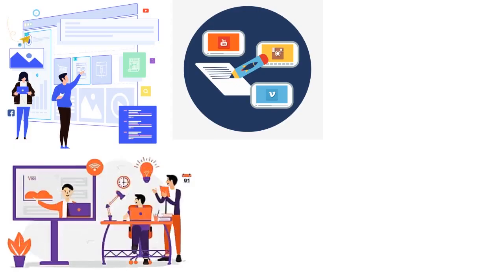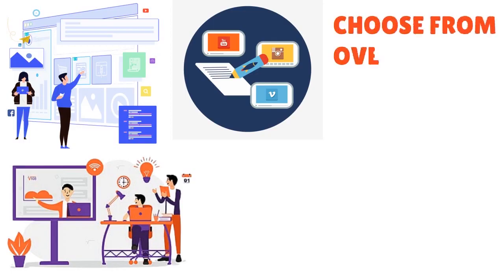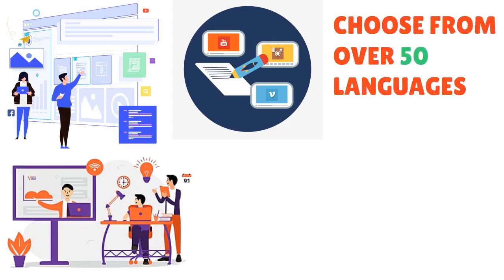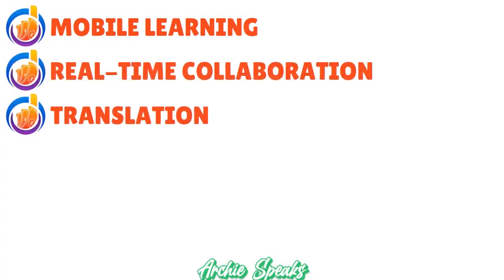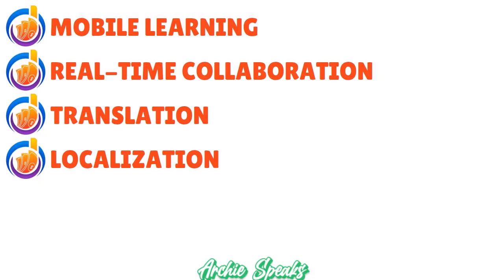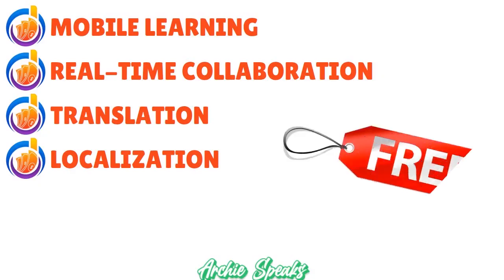It also provides translation and localization capabilities that allow you to choose from over 50 languages to translate learning content for learners from a specific region. So this is kind of cool. When we talk about highlights here, we are talking about mobile learning, real-time collaboration, translation, and localization. In terms of pricing, you have a free version. But if you want to really avail yourself of the more powerful features, you're going to have to sign up for the paid version.